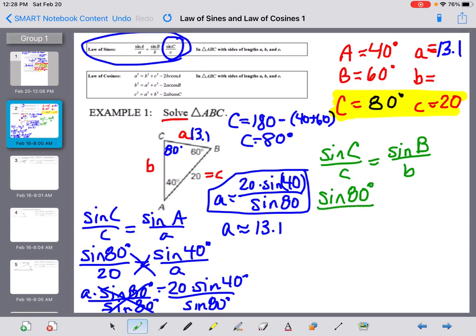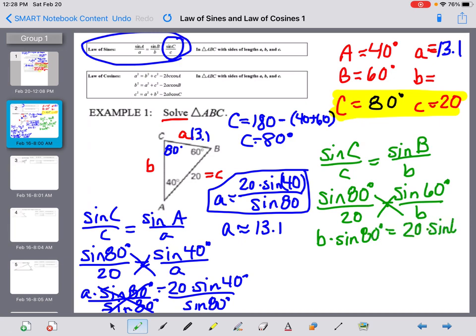In for side C, I have 20. In for angle B, I have 60. In for side B, I don't know. Once again, if what I'm solving for is on the bottom, I don't want to leave it in the bottom. I don't want anything in the bottom if I can, so I'm going to cross multiply. I get B times the sine of 80 equals 20 times the sine of 60.